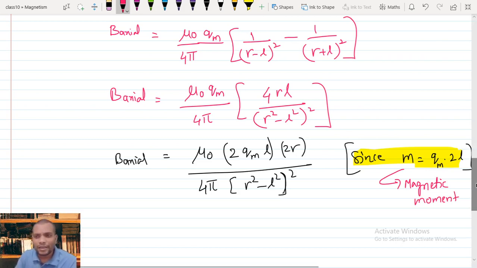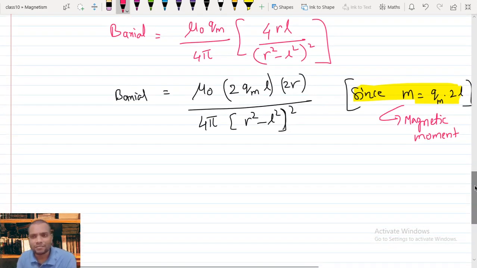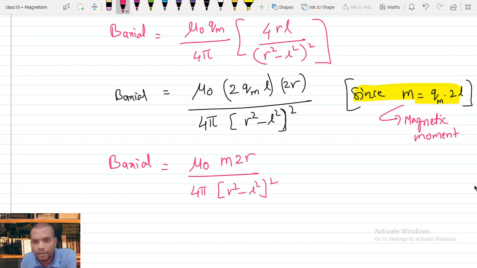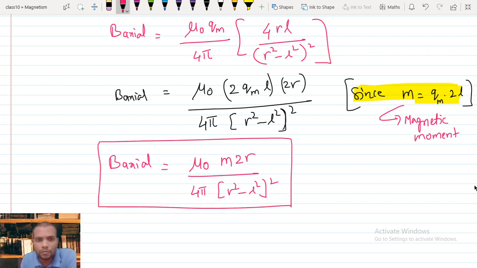So here we cannot define that magnetic pole strength, but we can define the strength of a magnet in terms of magnetic moment. So that's the reason we change the expression: B axial equals mu naught upon 4 pi times 2rm upon (r squared minus l squared) whole squared.